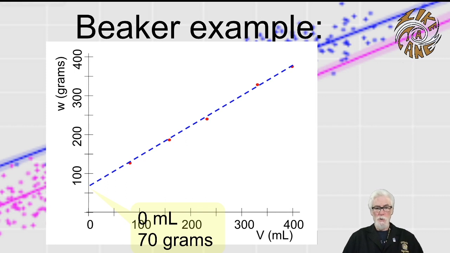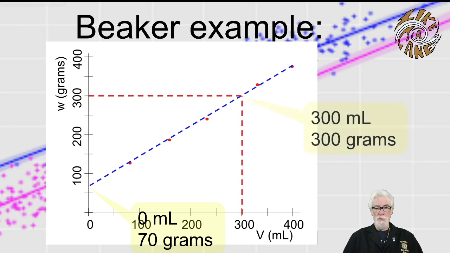And to do that, we need to find 2 points. You can pick any 2 points you want on the line. I usually try to find points that are fairly far away from each other because I think I get better results when I do that. I'm going to use as one point my vertical intercept: there's 0 milliliters of volume and 70 grams. For my other point, I'm going to choose 300 milliliters, which looks like it lines up with 300 grams.